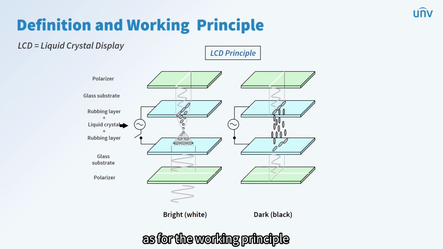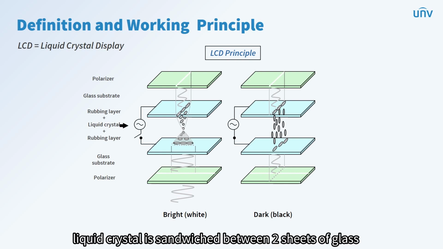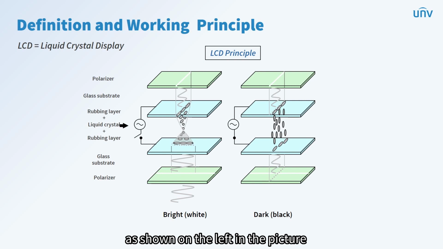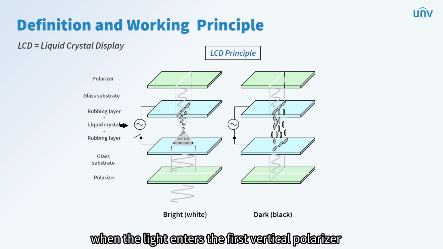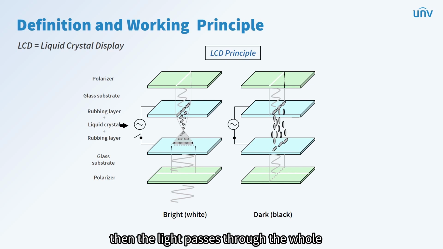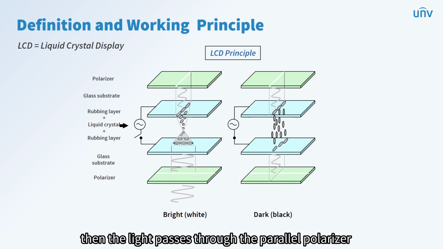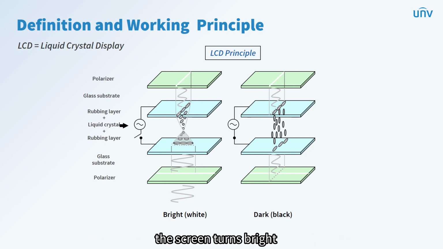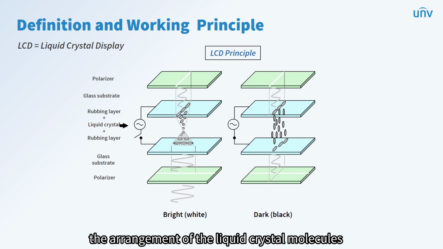As for the working principle, liquid crystal is sandwiched between 2 sheets of glass, as shown on the left in the picture. When there is no electricity, the liquid crystal molecules are arranged parallel to the polarizer. When the light enters the first vertical polarizer, only the light in the vertical direction can pass it. Then the light passes through the whole liquid crystal layer that is displayed parallel. Its direction turns to parallel as well. Then the light passes through the parallel polarizer. The screen turns bright.